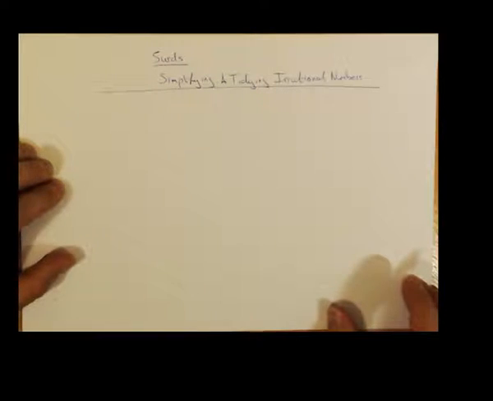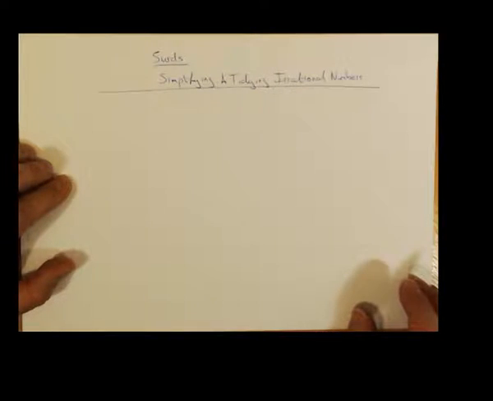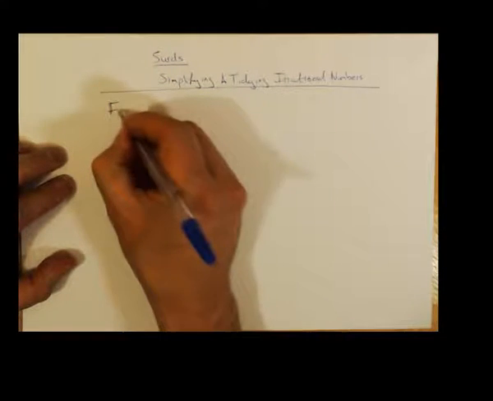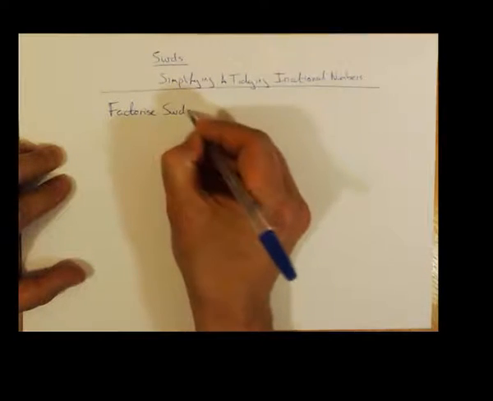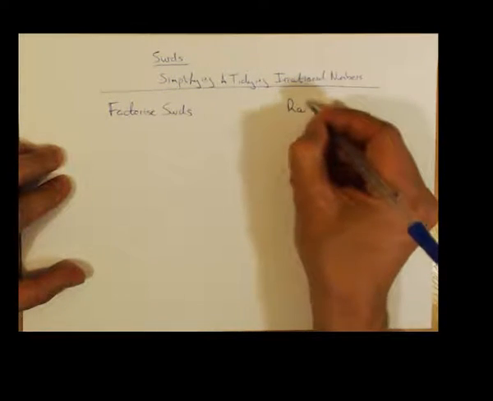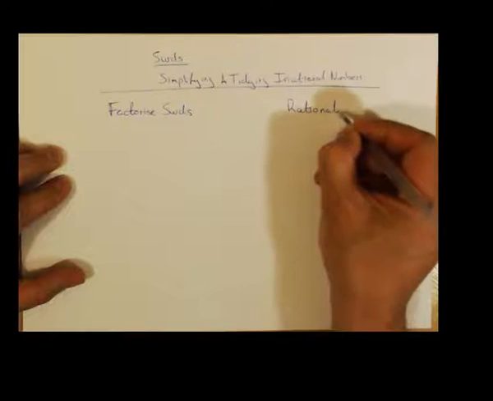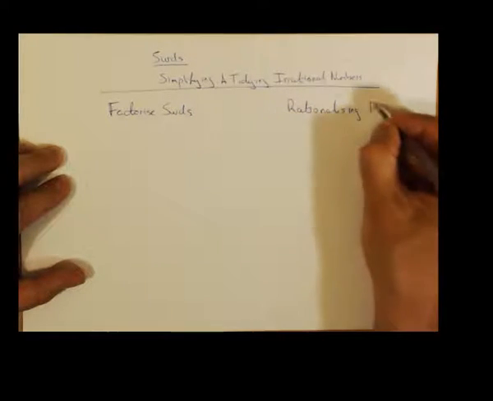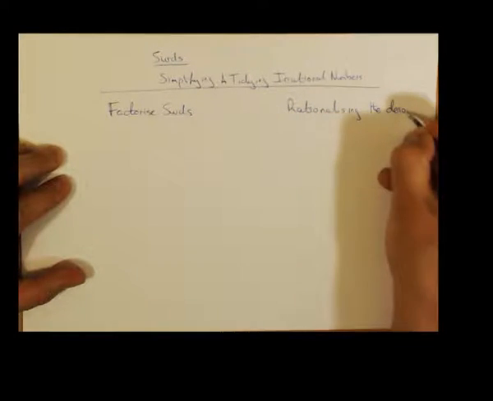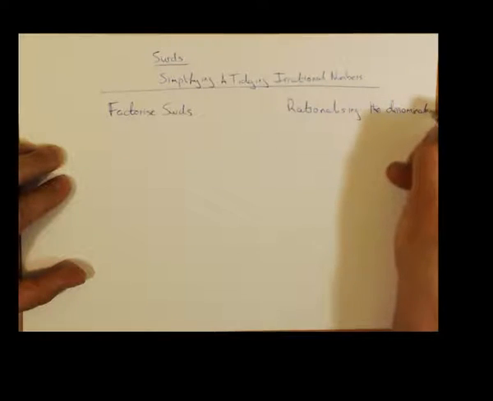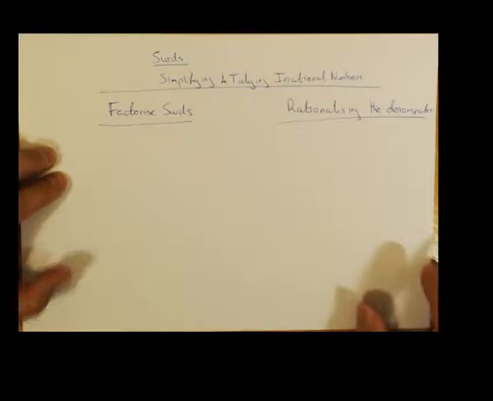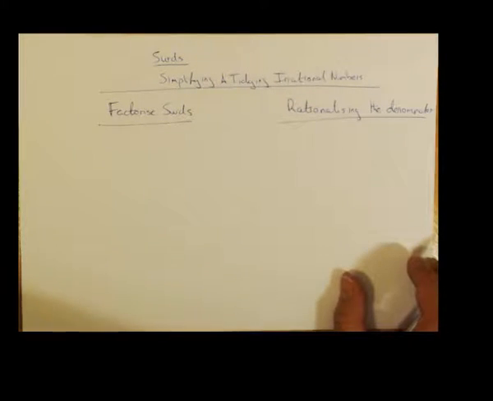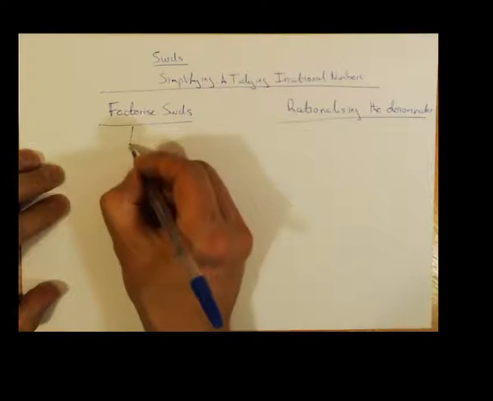Okay, so there's two main things that you need to be able to do in order to do this. The first one is you need to be able to factorize surds. And the second one we're going to be looking at is rationalizing the denominator. So two techniques that we're going to be using in order to help us simplify and tidy up irrational numbers. So the first one is factorizing surds.